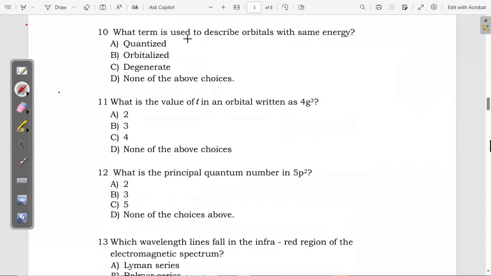Okay, so question number 10, they're saying, what term is used to describe orbitals with the same energy? If the orbitals have the same energy, then they are called degenerate orbitals. So we choose the C there as the correct answer. Okay, and then what is the value of L in an orbital written as 4g3?